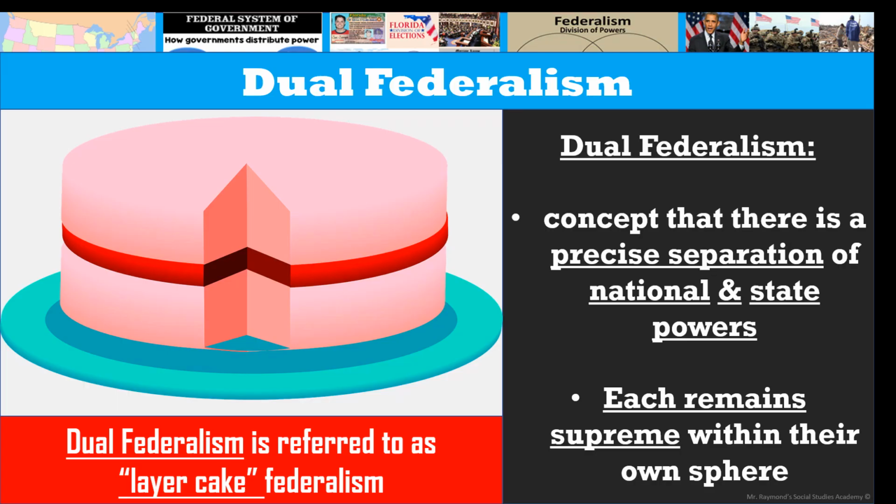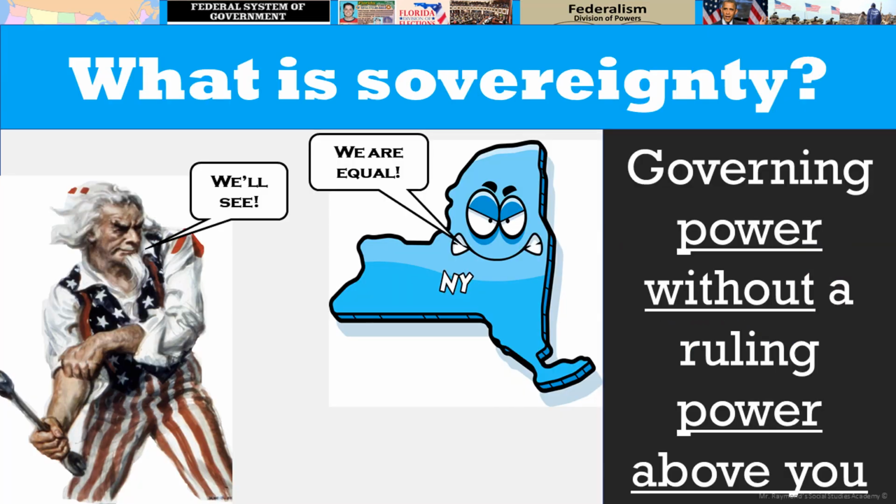So the first key term you should know for your exam is dual federalism. Sometimes we call this layer cake federalism, in which there is a precise separation of national and state powers, and that's how the country started. We use the word sovereignty in this course a lot, and sovereignty implies having governing power with no higher ruling authority above you.